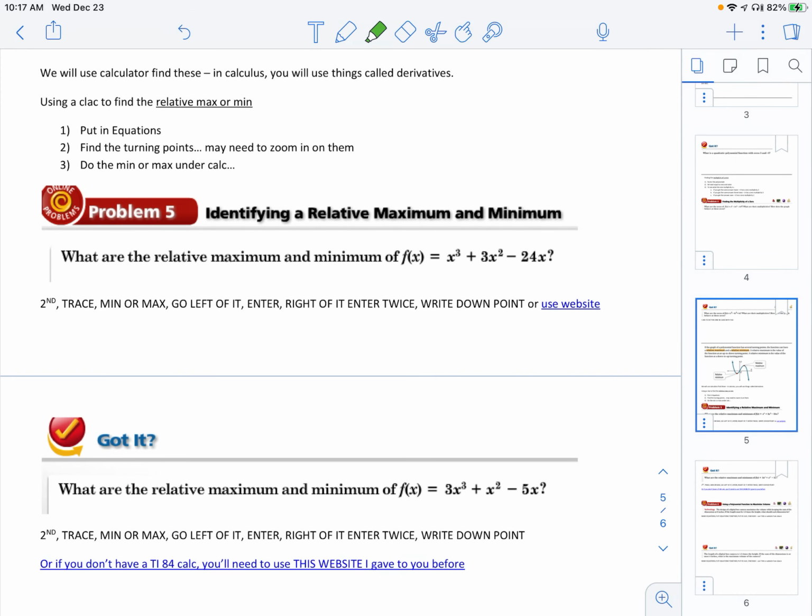All right, so in problem 5, obviously, not everybody has a TI-84 calculator, so I had to edit the video a little bit to account for that. Good news, we already did this in 5-1. We just are going to practice again, finding the relative mins and maxes of this particular equation. If you do not have a TI-84 calculator, you can't follow the directions I gave you, so I'm going to have to go ahead and show you, remember how to use this website.